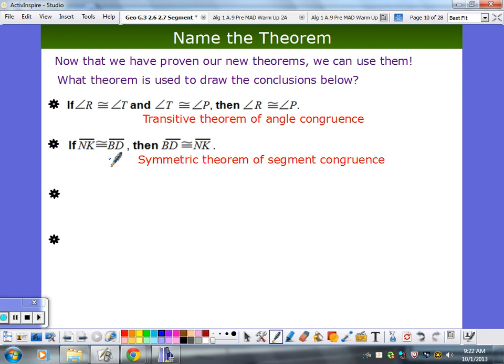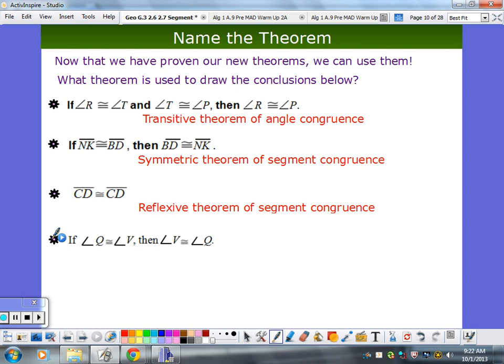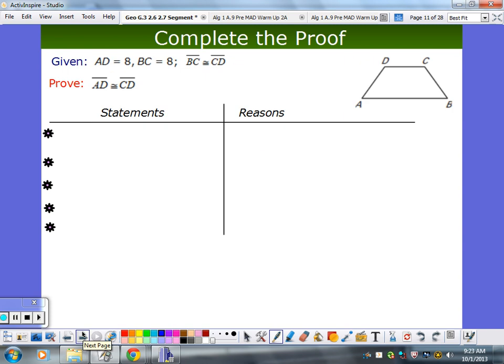Congruence, right? So symmetric theorem of segment congruence. These are like the very longest thing you could possibly think of saying. Segment CD is congruent to segment CD. What's that one? Reflexive theorem of congruence. Angle Q is congruent to angle V, then it must be that angle V is congruent to angle Q. So what can I say? Symmetric theorem of angle congruence. So the words, it's a mouthful, but these were proven. They are theorems now. They're not properties that we're just telling you are true. We proved them. Excellent.